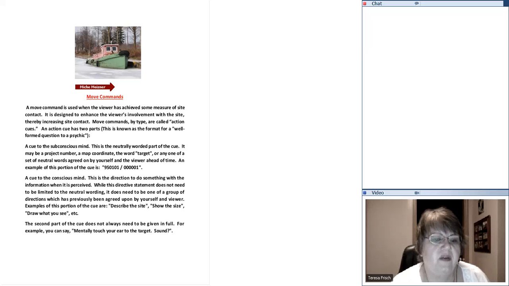The second part of that cue does not need to always be given in full, which we're going to have a whole list of examples of here in the next couple of pages. I think this is 6 pages long. The second part could be: mentally touch your ear to the target. Sound.